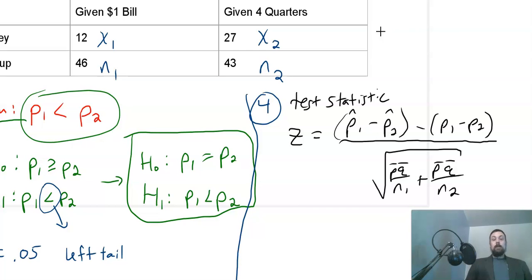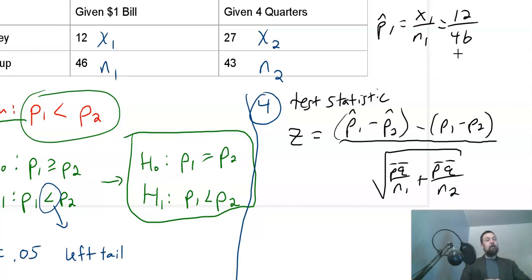All right, so let's calculate P1 hat. That's going to be X1 divided by N1, which, based on the way they gave the information in the table, they made it as easy as they could for us. X1 is 12, and N1 is 46. You could reduce that fraction, but I'm not going to bother, and I don't want to write it as a decimal because if it doesn't work out perfectly, we'll have a run-on decimal, and we don't want to deal with rounding issues. So just keep it as a fraction. That keeps it as an exact value. P2 hat will be X2 divided by N2, which in this case is 27.